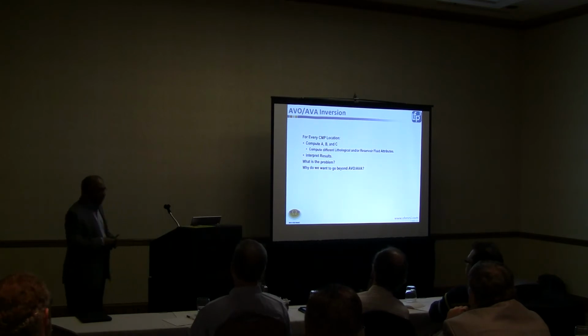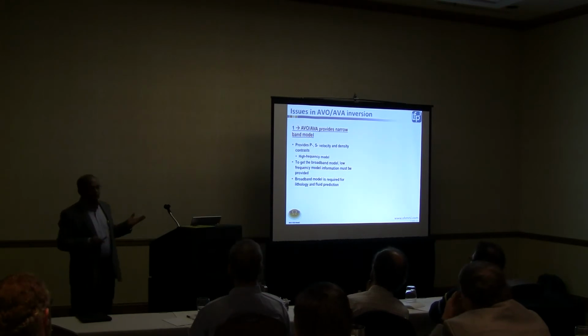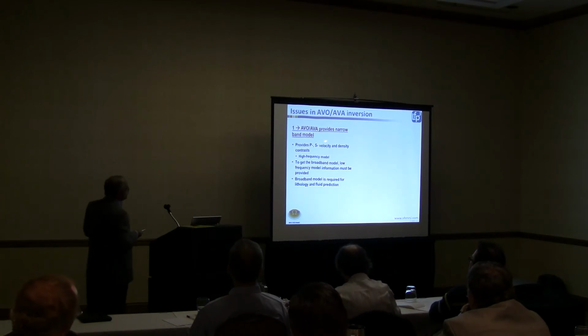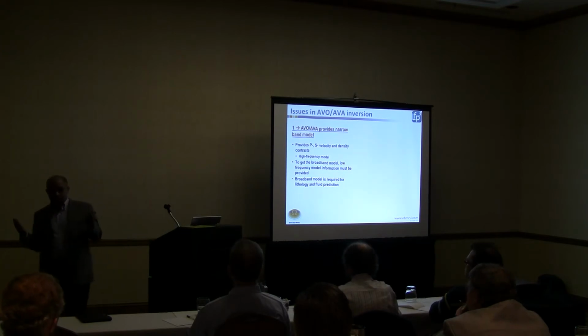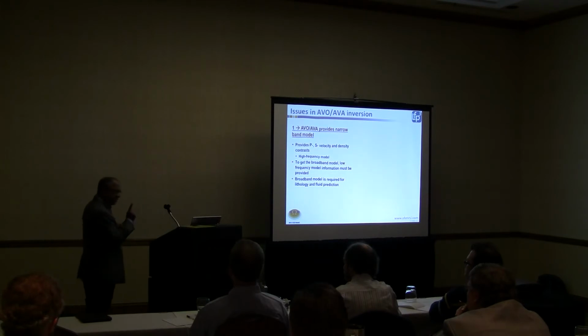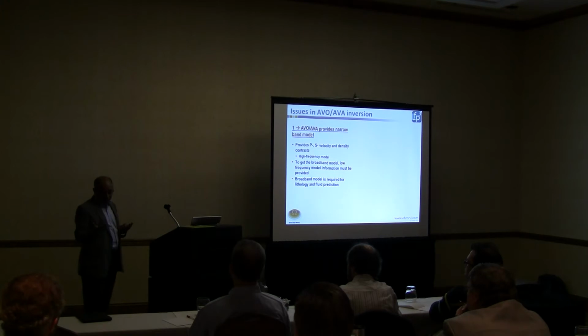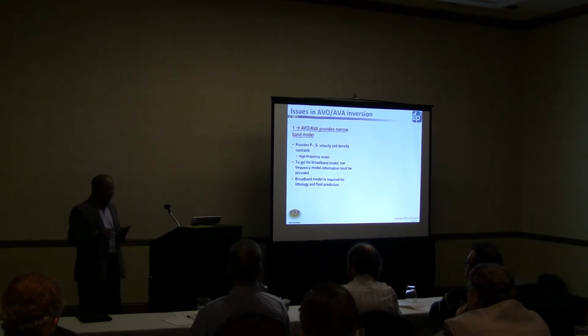To do that, let me clarify a few things. What are the issues in AVO inversion? I'm going to talk about two issues. First, AVO and AVA provide a narrow band model. If you look at AVO, we have already NMO corrected the gathers, so what we get is a contrast. A, B, and C are contrasting P-wave velocities, contrasting shear wave velocities, and contrasting densities. That's what they are related to.